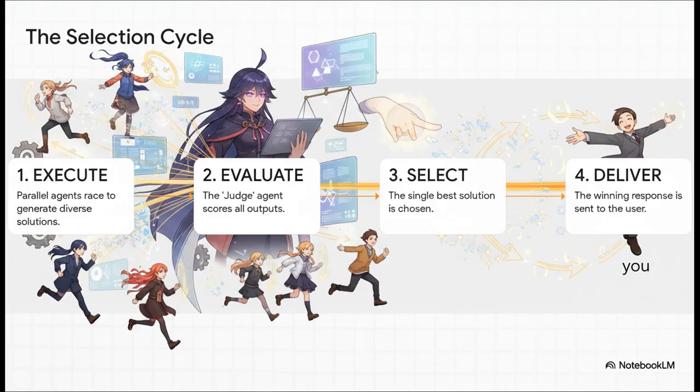And this all happens in a super rapid cycle. First, the agents execute, racing to create solutions. Second, the judge evaluates all of them. Third, it selects that single best answer. And finally, that winning response is delivered straight to you. But, and this is a huge but, the process doesn't stop there.